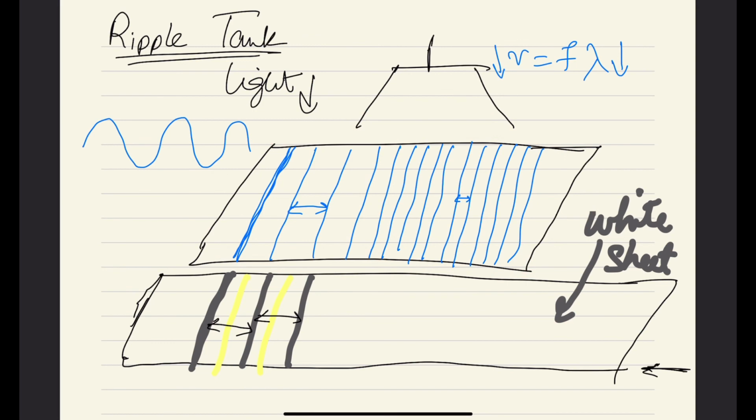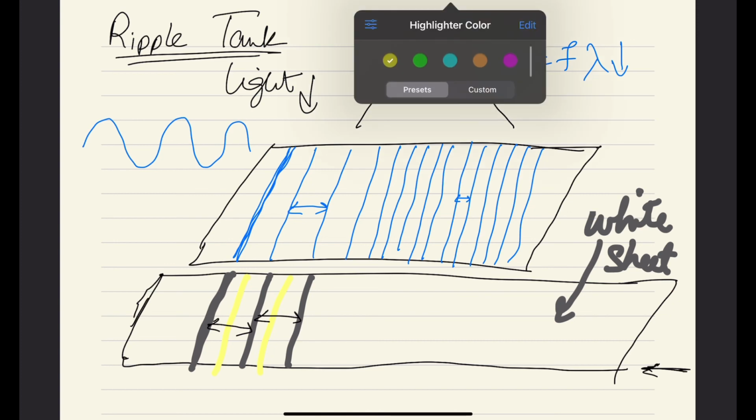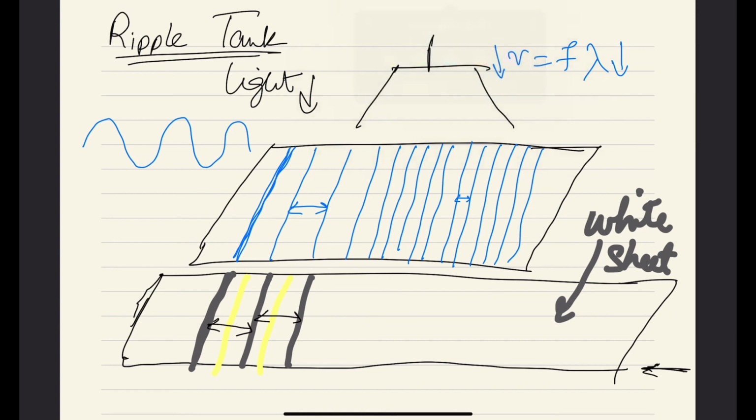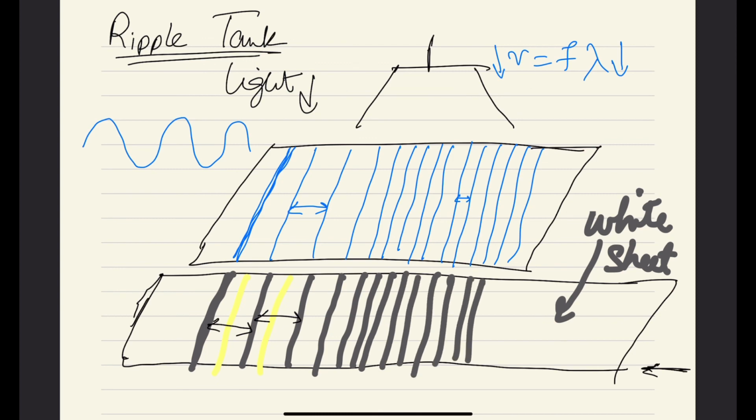Got it? Now the same happens with the results on the sheet at the bottom. So these are the dark lines that we'll observe on the white sheet like that. All right, so the distance between these dark lines has decreased, which means the speed of the wave has decreased.